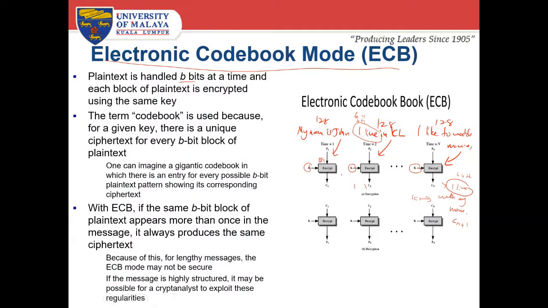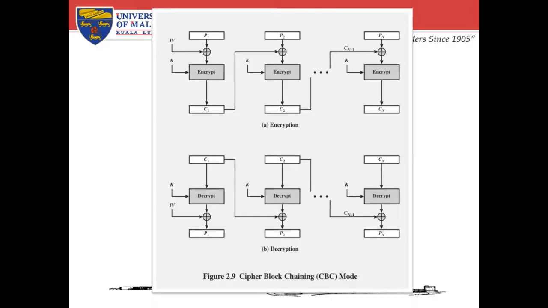So this is the problem with the electronic codebook mode: using the same key, all the ciphertexts are unique to that block. So we have cipher block chaining, or CBC mode. Chain means that the output of block number 1 will become the input for block number 2, and so on.